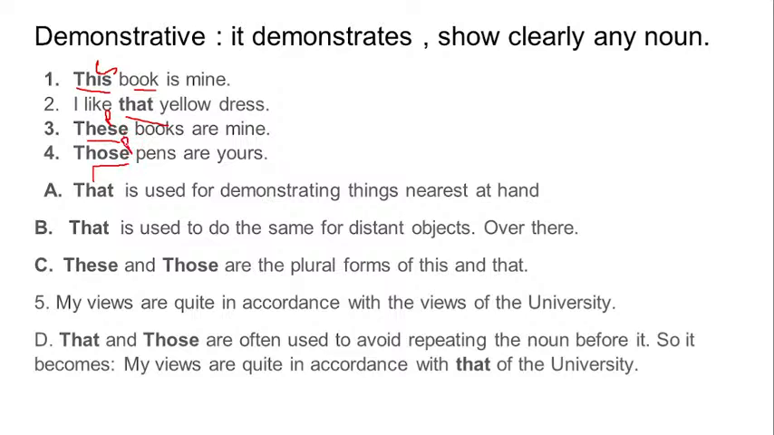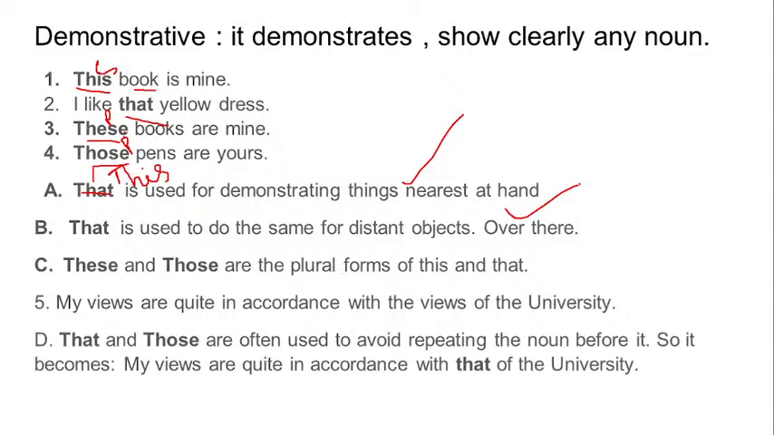This is always used for demonstrating things which are nearest at hand. This book is mine. It shows that the book is near me. It is nearest to me. This is used for demonstrating things nearest at hand, and that is used to do the same for distant objects over there which are not near to me. That is why I've used that. It indicates, okay, it is at a distance.